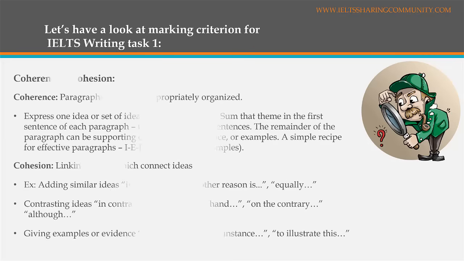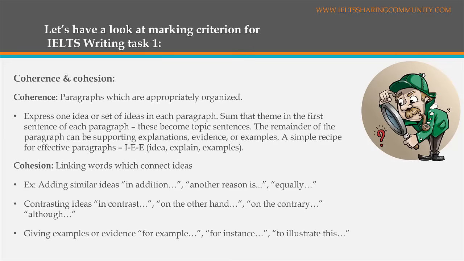Coherence. Paragraphs which are appropriately organized. Express one idea or set of ideas in each paragraph. Sum up that theme in the first sentence of each paragraph. These become topic sentences, a simple recipe for effective paragraphs. IEE: Idea, explanation, and examples. Cohesion. Linking words which connect ideas.